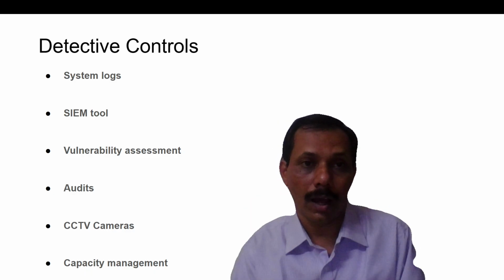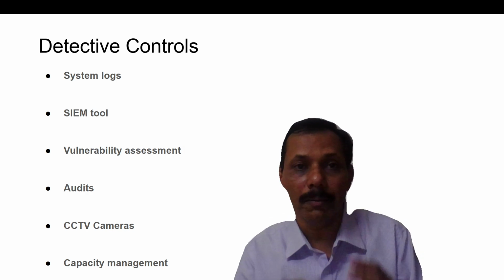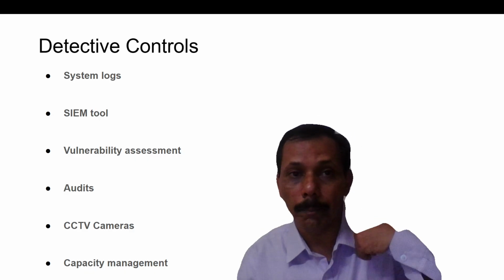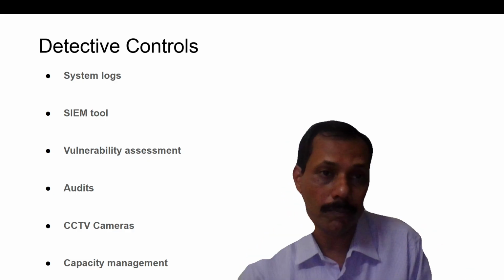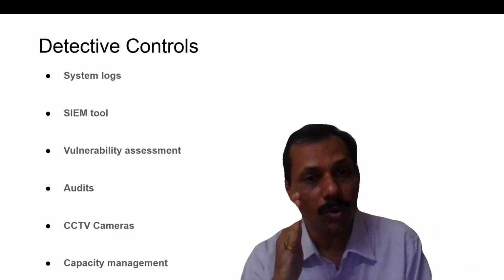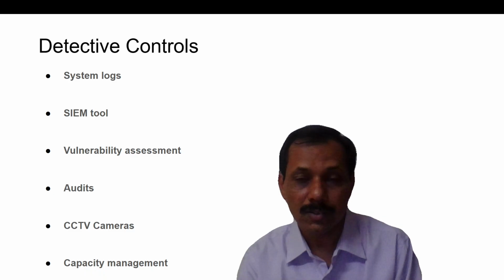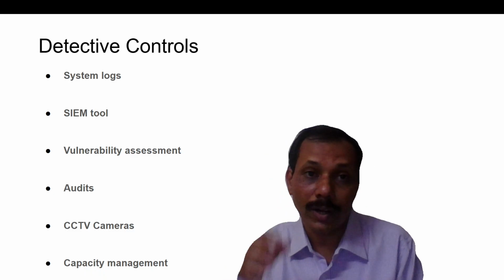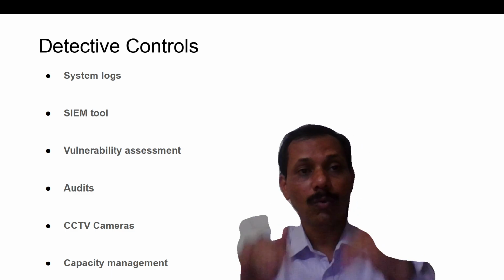No matter how perfect you have designed your controls, how best you have implemented them, no matter how effective and efficient they are in doing their job, still something will go wrong, something unexpected will happen, and you will need to investigate that. So there are some controls to detect what has gone wrong, to detect who is the culprit. These controls are called detective controls.